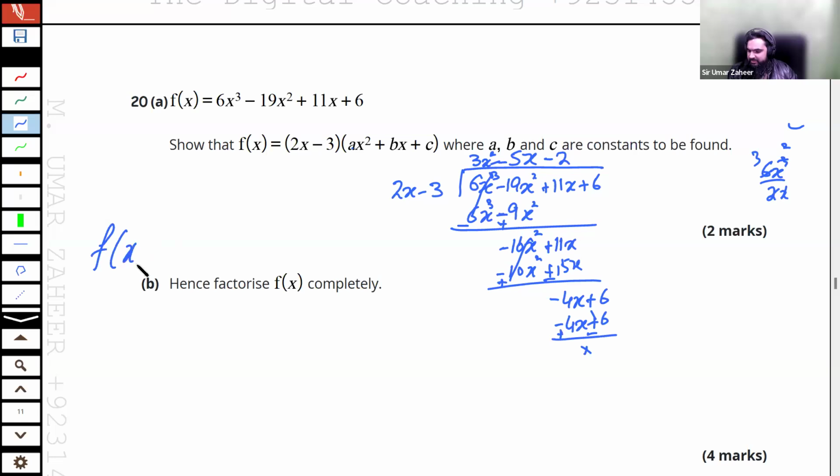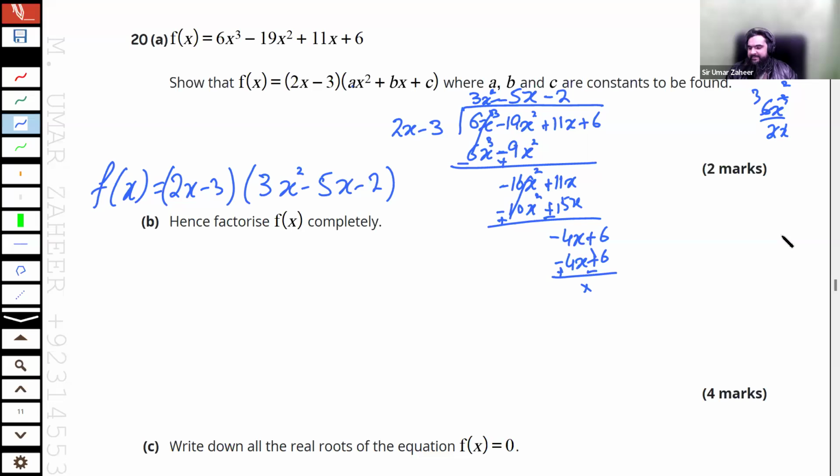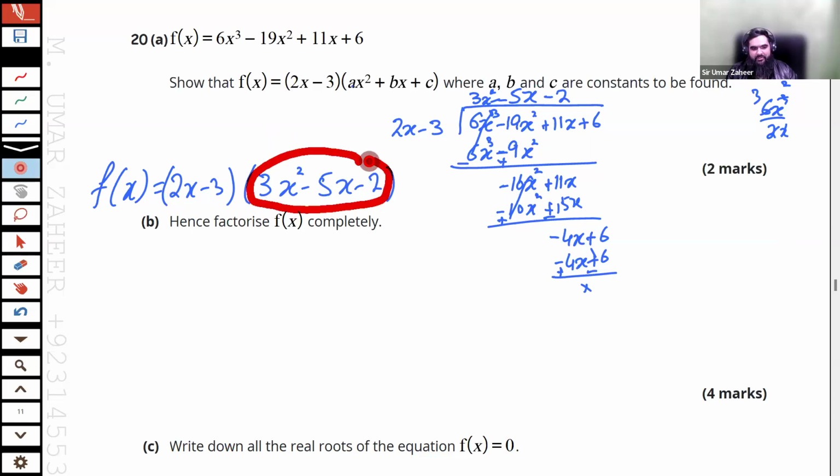So we get that f of x is equal to 2x minus 3 multiplied by 3x squared minus 5x minus 2. Now in the next part he says that you have to factorize completely. We already factorized it, but the quadratic part can still be factorized.